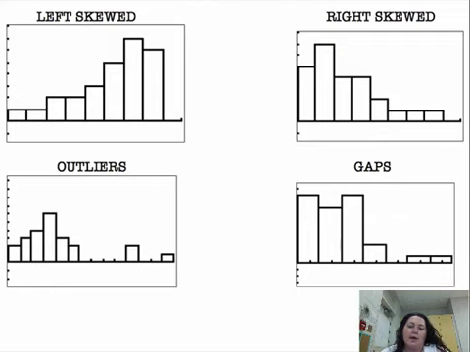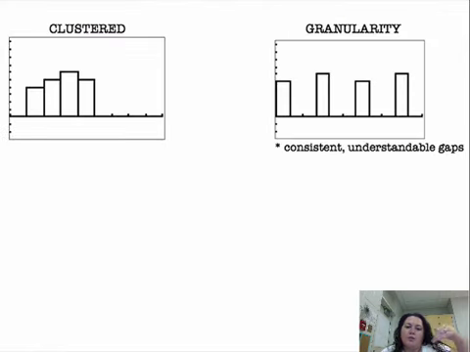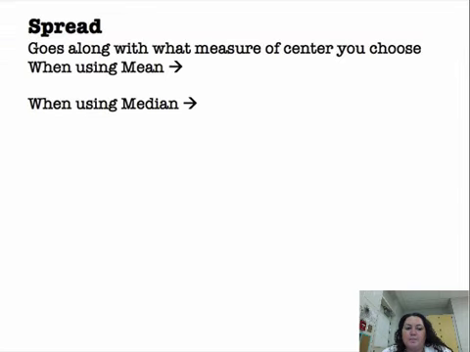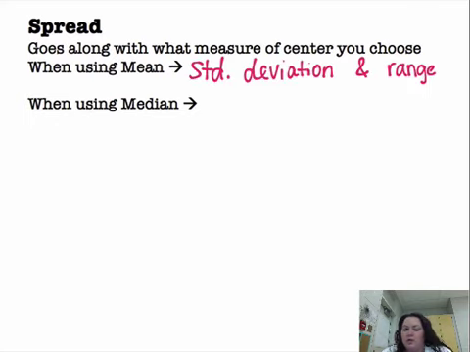If you have noticeable gaps, you definitely want to make sure you mention those when describing your data. You could have it clustered all to one side and nothing on the other side, or granulated, where it's one value and then a space. Those are consistent, understandable gaps. In the center, we use the median when comparing skewed distributions or distributions with outliers, and we use the mean when comparing symmetric or roughly symmetric distributions. The spread goes along with the measure you use for the center. If you're using the mean, you use the standard deviation and the range. If you're using the median, you use the interquartile range and the range.